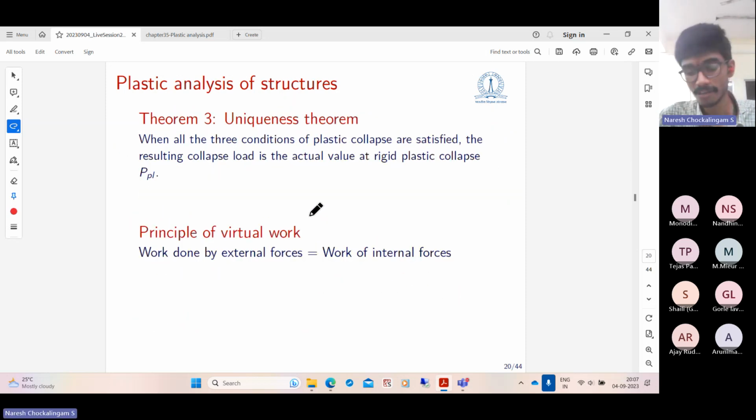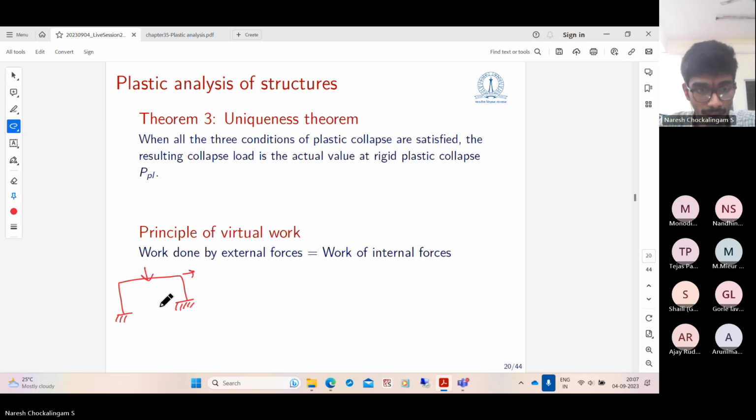To analyze these structures, we use something called the principle of virtual work. What does the principle of virtual work state? It states that among all the admissible configurations, say you have a structure, it can be any structure, you can have a portal frame, whatever, and it is subjected to some forces. And it will take up some deformed configuration like this. If you have a statically admissible system of external forces, what is a statically admissible system of external forces? They satisfy equilibrium.